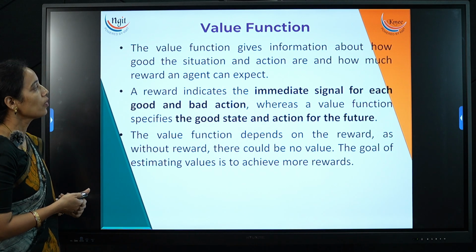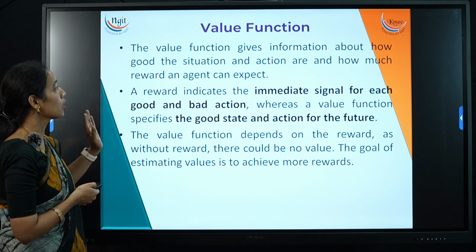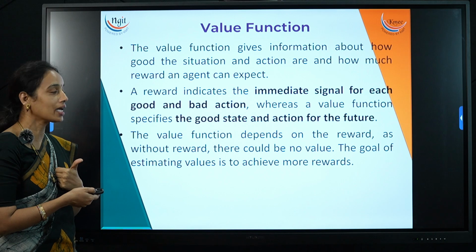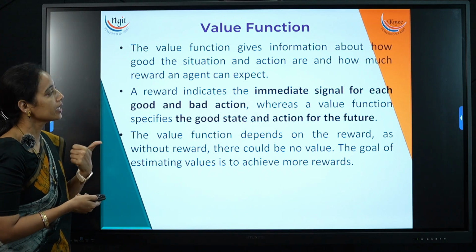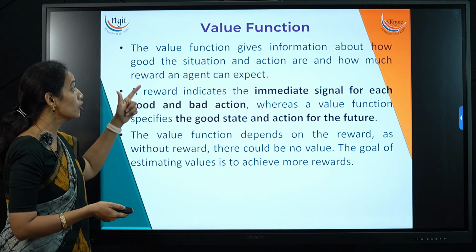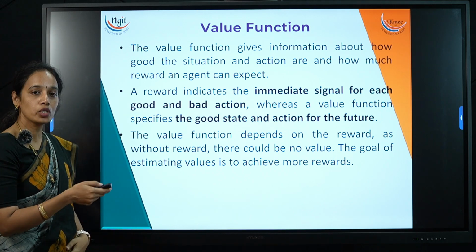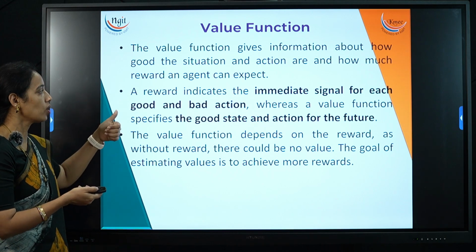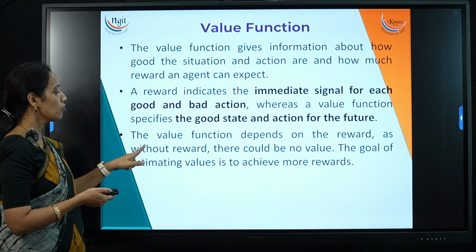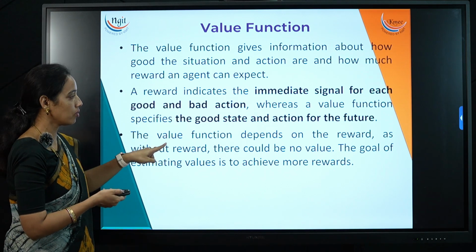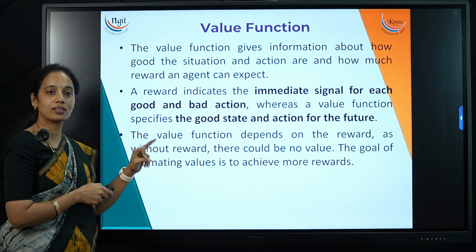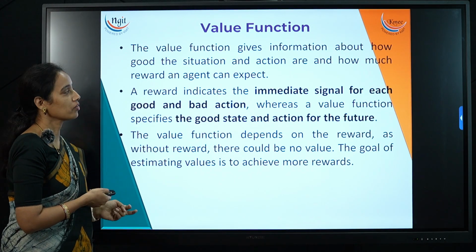Then the value function. It gives information about how good a situation and action are, and how much reward an agent can expect. The reward indicates the immediate signal for each good and bad action, whereas the value function specifies the good states and actions for the future. That is the difference between the reward and the value function. The value function always depends upon the reward, as without reward there could be no value. So the goal of estimating these values is to achieve more rewards.